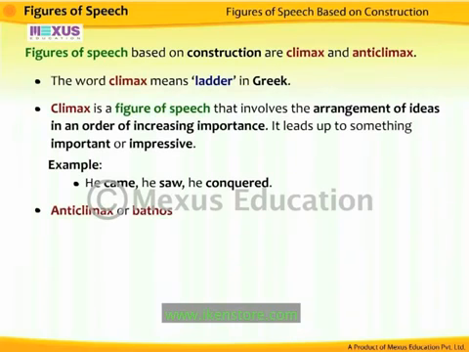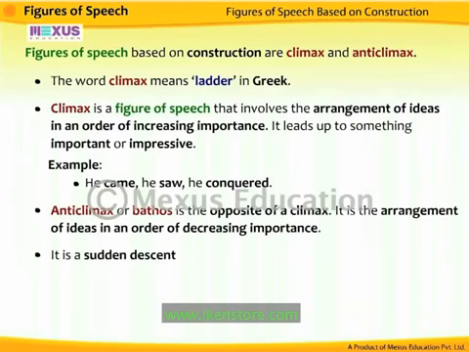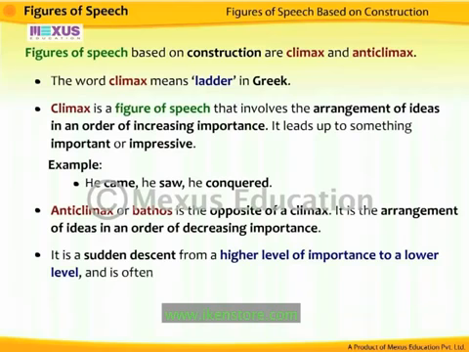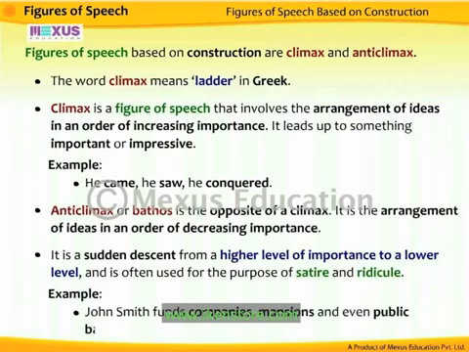Anticlimax or bathos is the opposite of a climax. It is the arrangement of ideas in an order of decreasing importance. It is a sudden descent from a higher level of importance to a lower level and is often used for the purpose of satire and ridicule. For example, John Smith funds companies, mansions and even public bathrooms. The various places that he funds are arranged in an order of decreasing importance. The statement is meant to be ridiculous in nature.